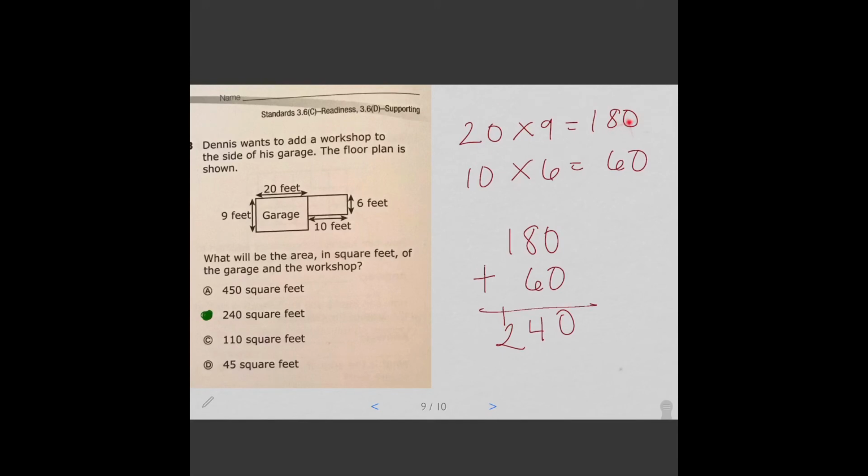And I got 180. And then I had to go find this part over here for the workshop, because it says the garage and this is your workshop. And I did 10 times 6 and I got 60. So then I had to add my two total areas together, and I got a total area of 240 square feet. Let me write that.